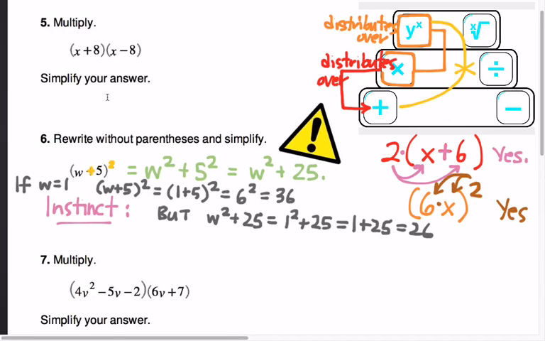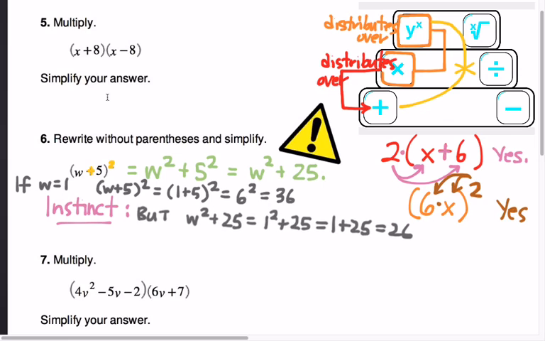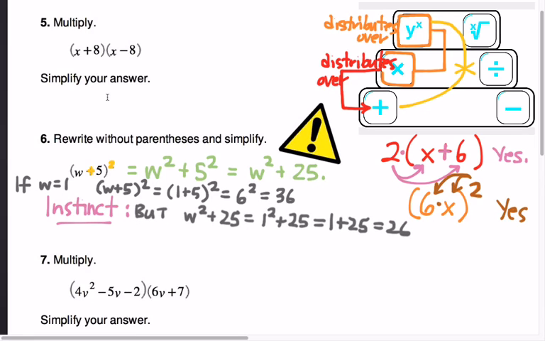So why does this short example kind of give the lie to the simplifying that you actually want to do here? What is this illustrating? If it were really okay to simplify w plus 5 squared into w squared plus 25, what would you expect to happen if we plug the same w into both of those expressions?